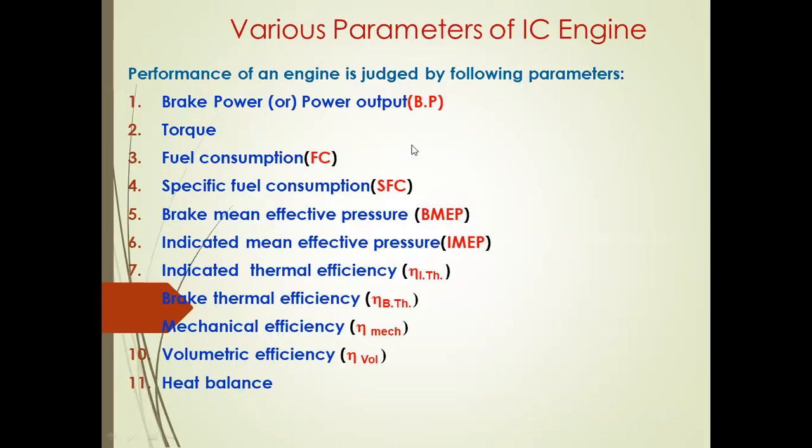We can also learn about the basic parameters used in the performance of internal combustion engines. The first is brake power or power output, shortly BP. The second is torque, third fuel consumption, fourth specific fuel consumption, fifth brake mean effective pressure, sixth indicated mean effective pressure, seventh indicated thermal efficiency, eighth brake thermal efficiency, ninth mechanical efficiency, tenth volumetric efficiency, and eleventh heat balance. These are the basic parameters in the performance of internal combustion engines.